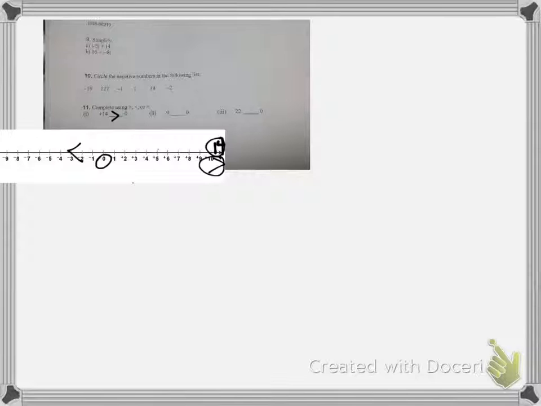For the next one, we're using 9. So 9's right here compared to 0. Once again, 9 over here is with the greater than. 9 is greater than 0. Any whole number, any counting number, is going to be greater than 0.